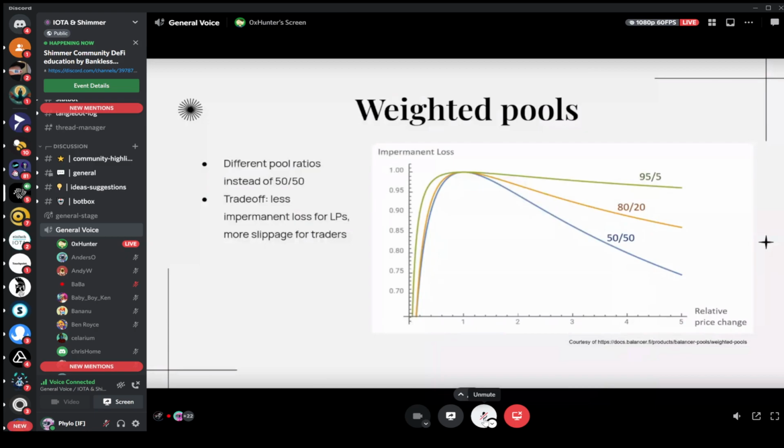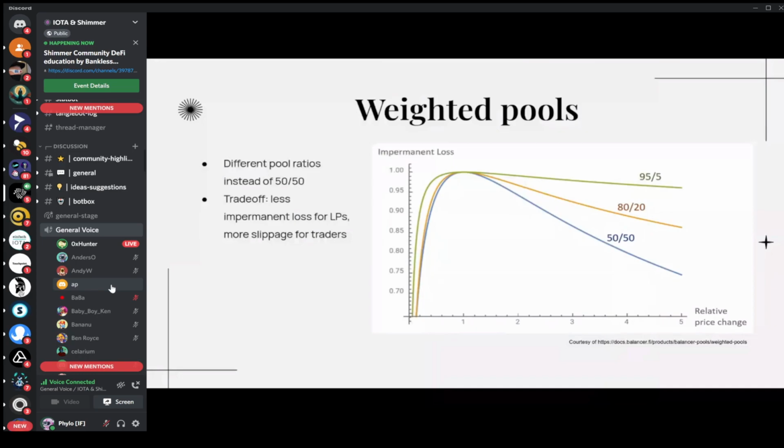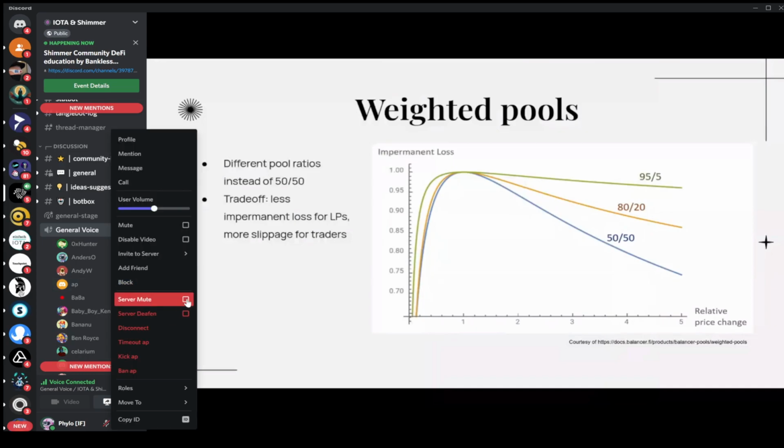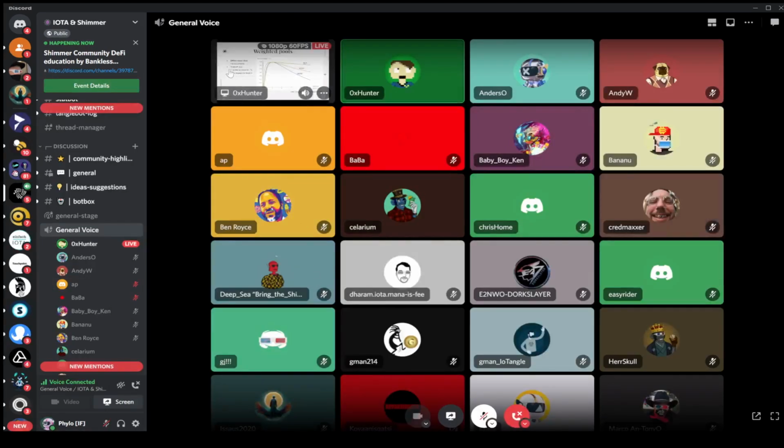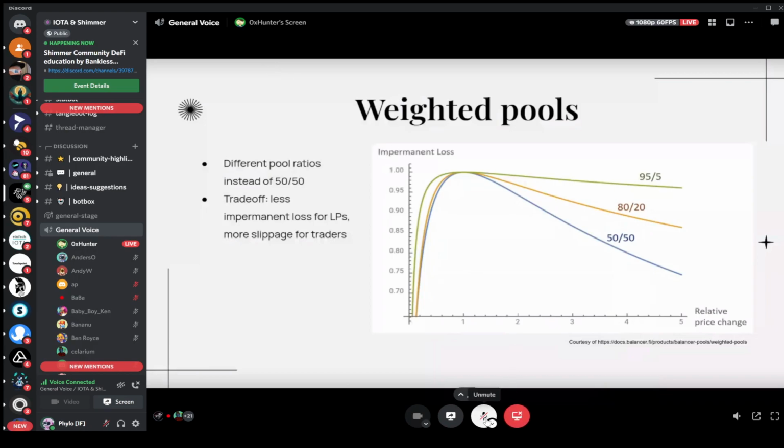And so that can be a good option if you don't have as much liquidity, to still allow people to trade, especially on the buy side. Like the 80-20, if the 80 is in your native token and the 20 is in USDC or something, because more of the liquidity is in your token, it gives people more of your token to buy in that position, if that makes sense.